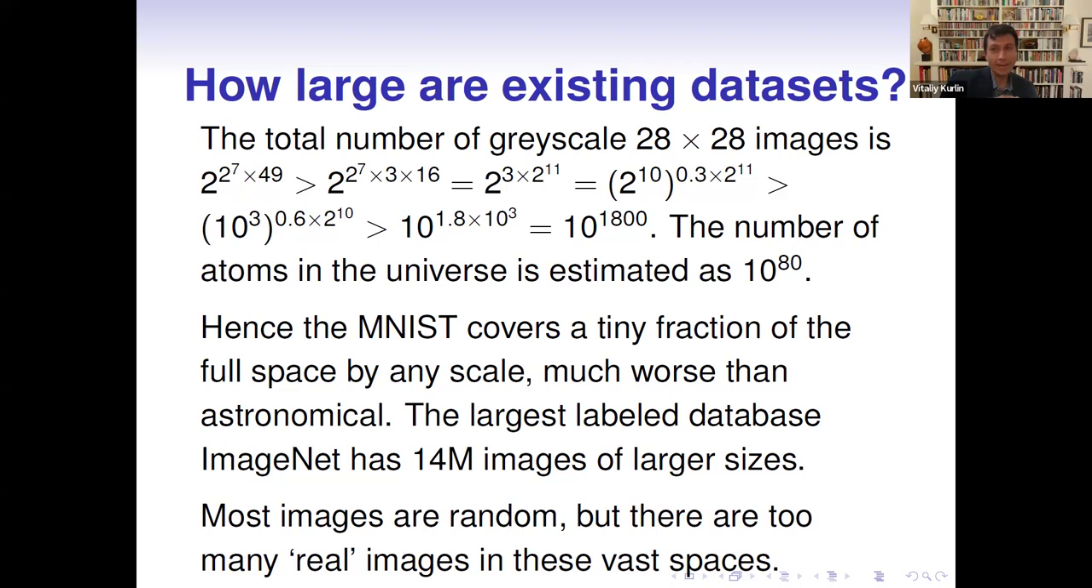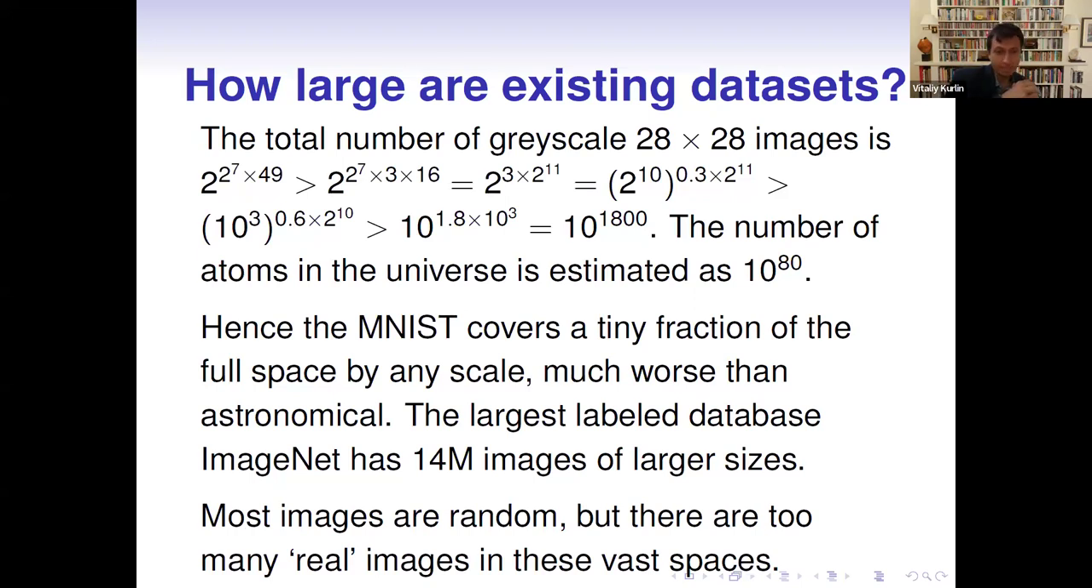But the number of grayscale images of rather small sizes, 28 by 28, is much larger. So what does it mean? It means that the MNIST database of 60,000 images covers a really tiny fraction of that huge space. I suppose you're not just going to get any random image, though, are you? Right, that's right. I have even inserted the exact comment about that.